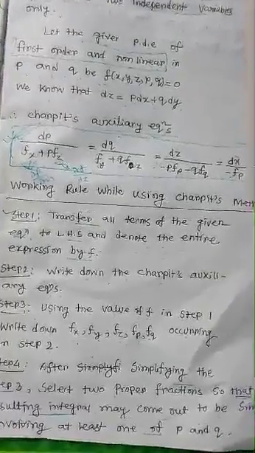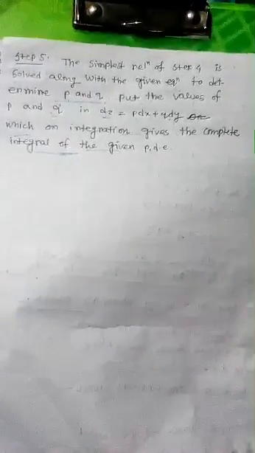Then with the help of the given equation, find the values of p and q, and in the final stage, put the values of p and q in the equation dz equal pdx plus qdy. After integrating this, we find our required complete integral.